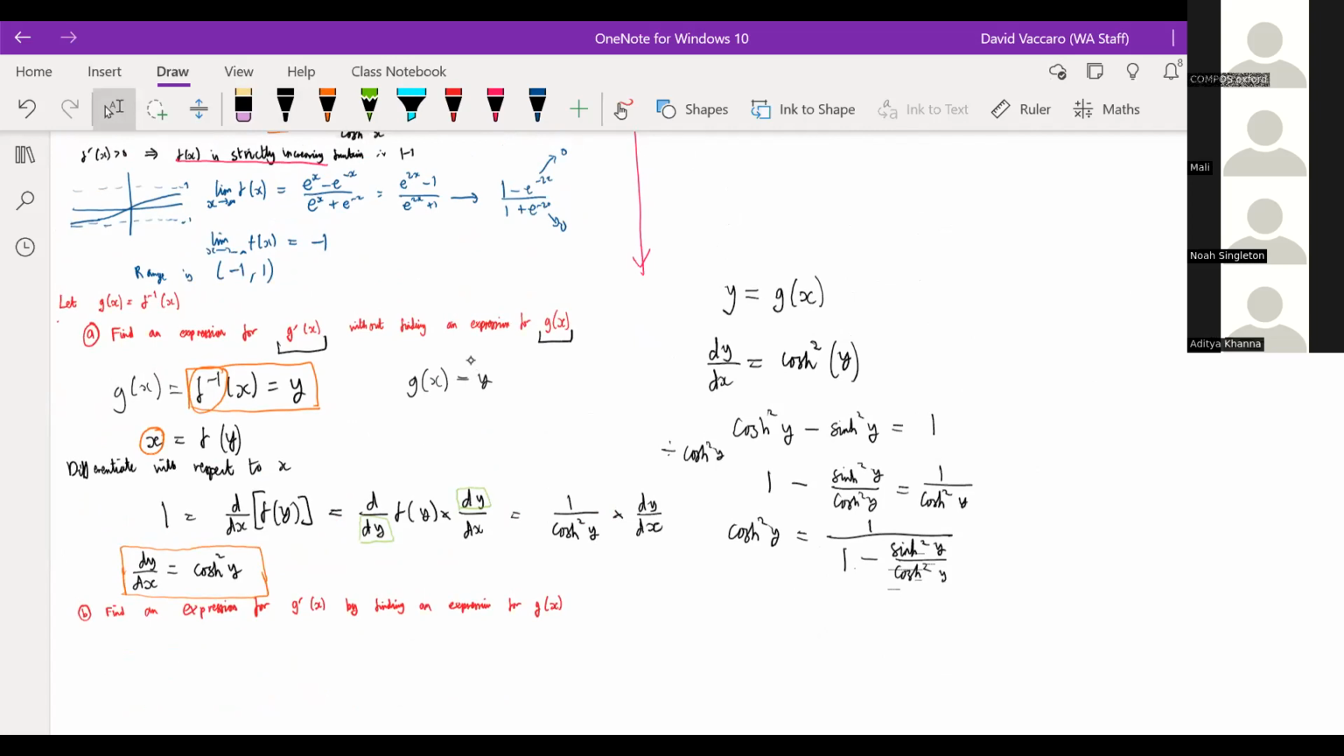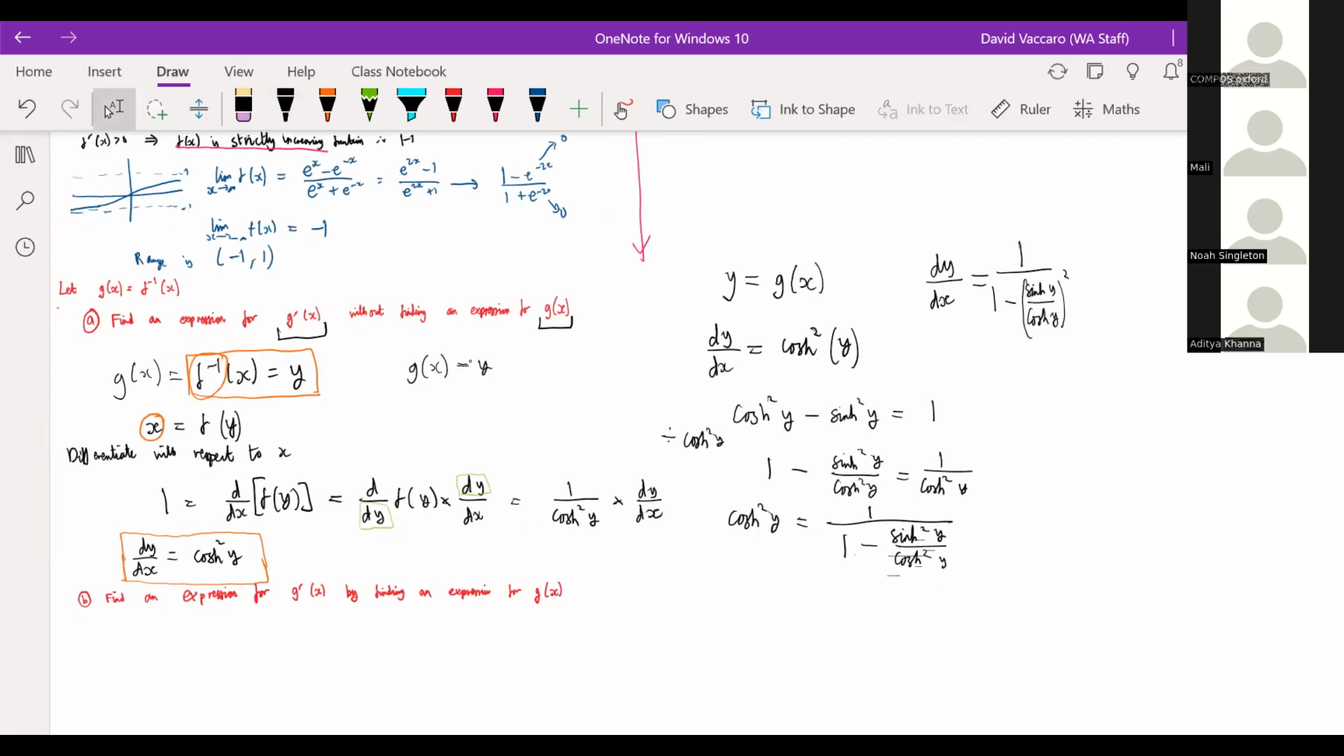So what we've got here is dy by dx is equal to 1 over 1 minus, I'll write it as sinh y over cosh y, all squared. Where have we seen this sinh y over cosh y? Well, that is exactly f of y.